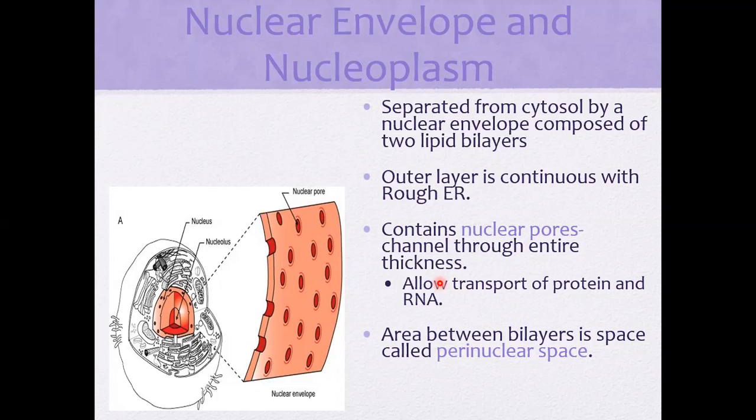Give you guys a minute. What is the prefix peri? There you go. So the area in between these layers is the perinuclear space, a space around the nucleus.